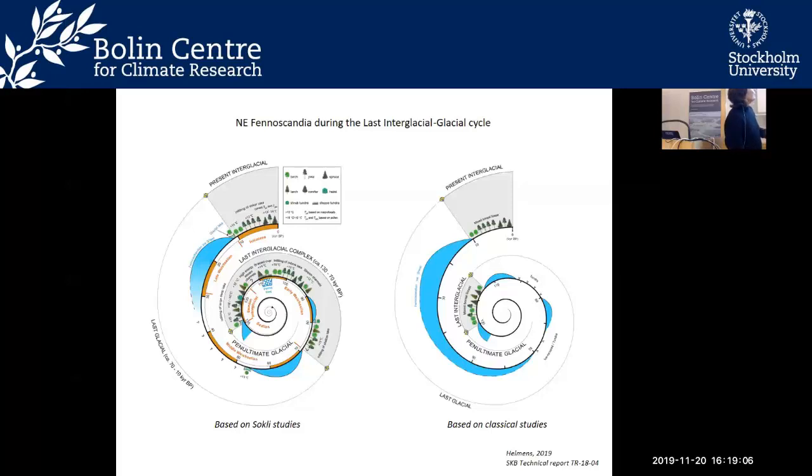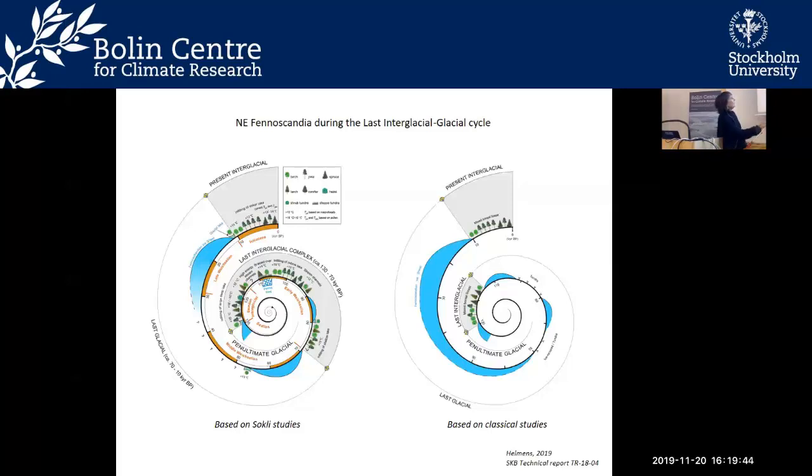So based on this, we subdivide the last interglacial-glacial cycle into an early interglacial complex that lasted 60,000 years, and then a late glacial part that also lasted 60,000 years. And that's very different from earlier thinking, where the last glacial cycle was thought to have started right after the Eemian interglacial and lasted for about 110,000 years.